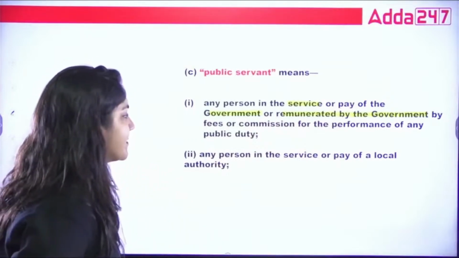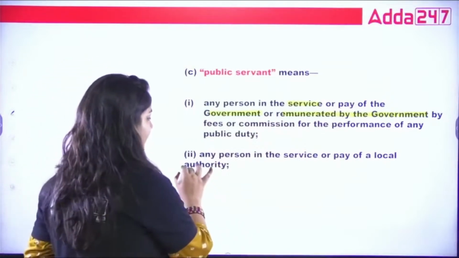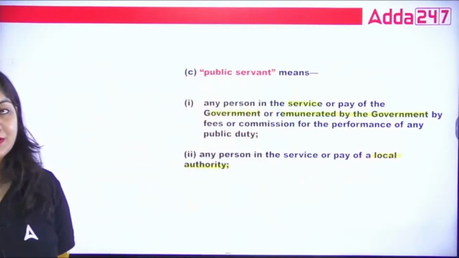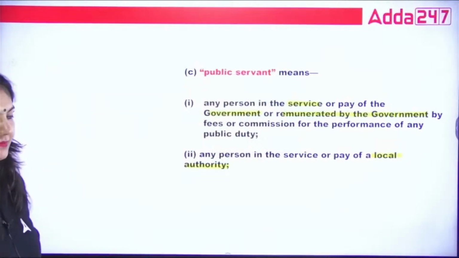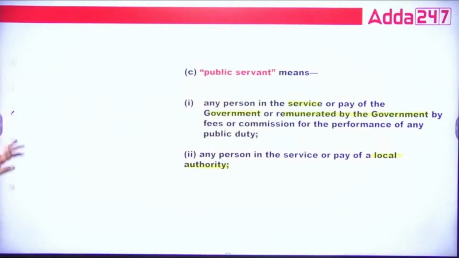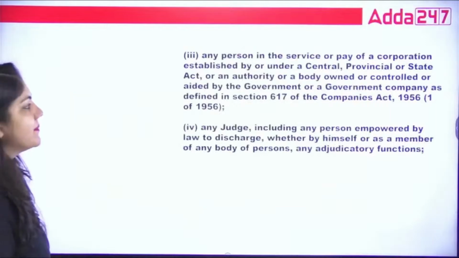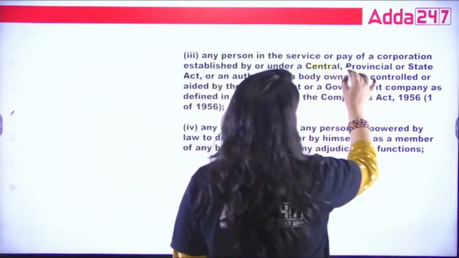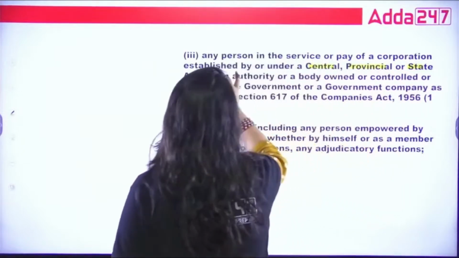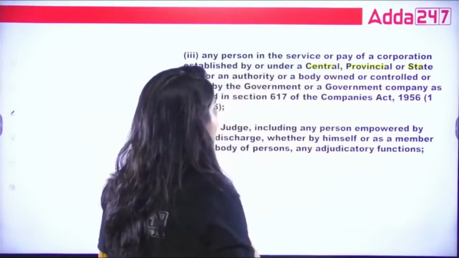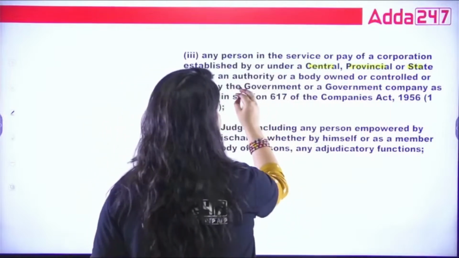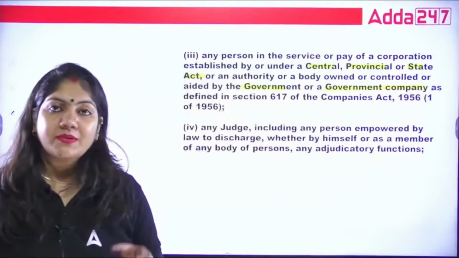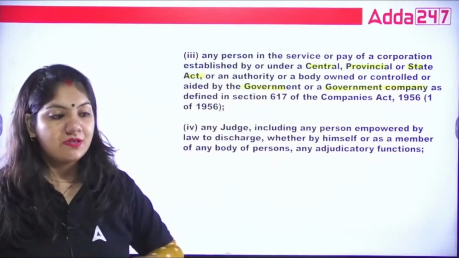Second, any person in the service and pay of a local authority. Local authority, as we know, also comes under this. So 2 points. Next, any person in the service and pay of a corporation established under the central, provincial and state act, an authority body owned, controlled by the government, and the government company, because as we know the government company also comes under the government.